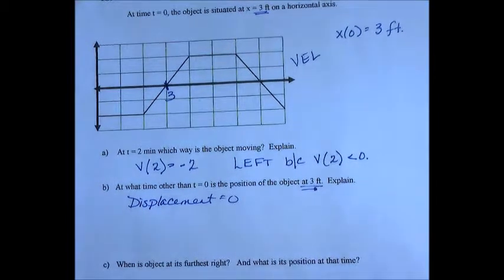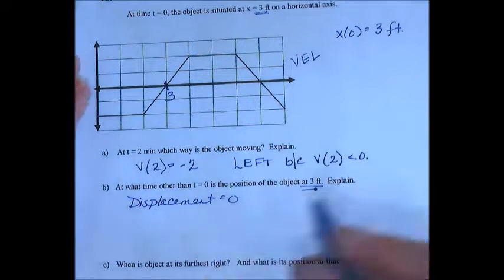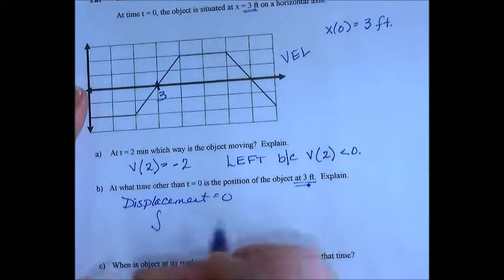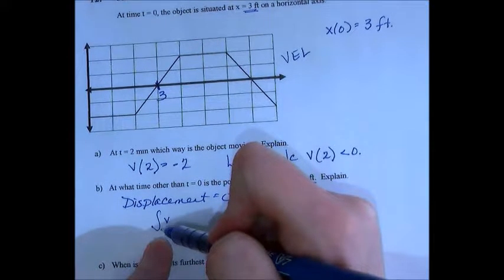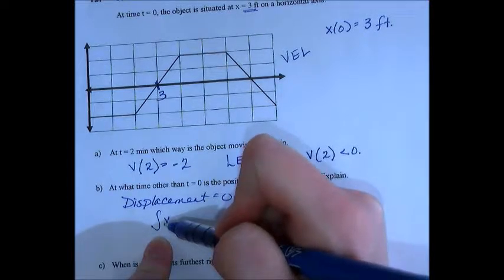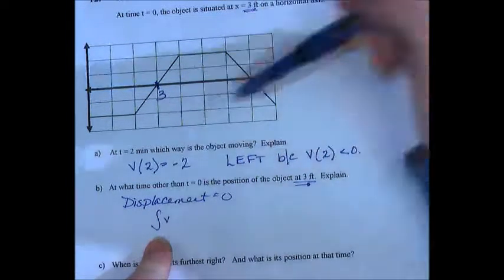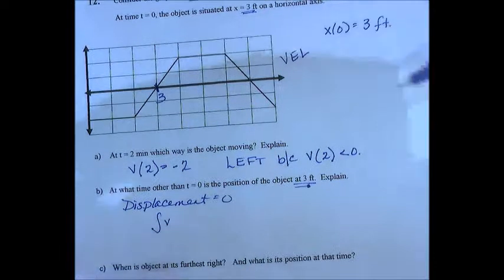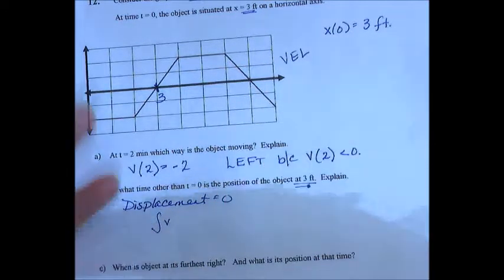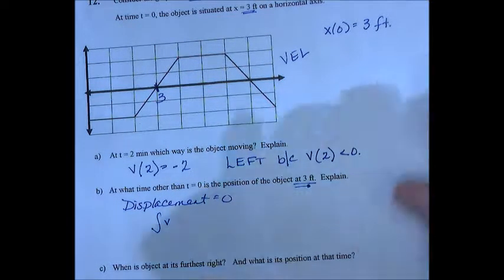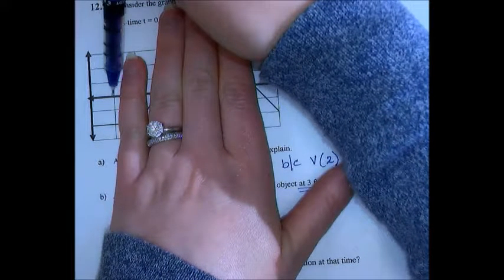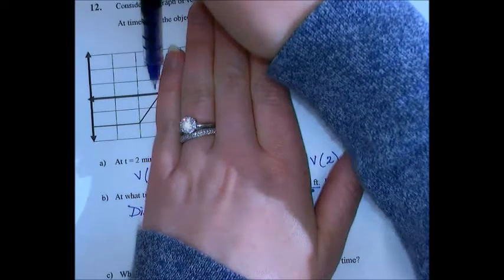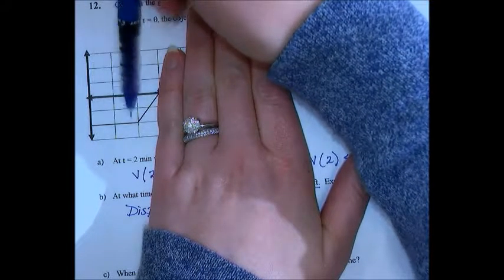Now, how does that relate to this graph? The displacement is the integral of velocity, okay? So the integral is the area under the curve. So I want to know, when does the integral equal 0? That's when you have equal parts above and below the x-axis. So if you follow along this graph, I'm moving to the left, I'm moving to the left, I'm moving to the left. So we've actually moved to the left.